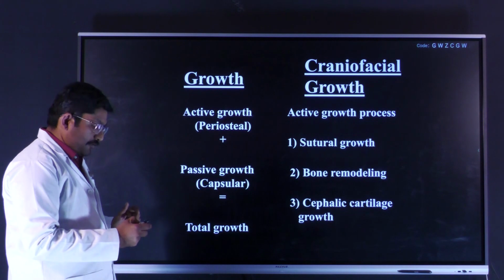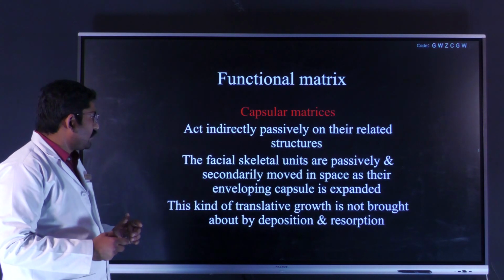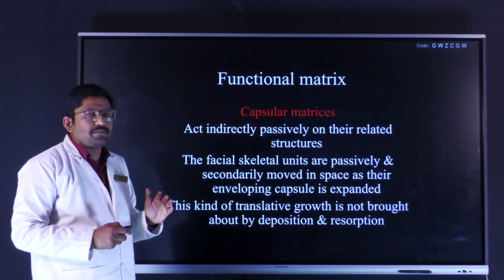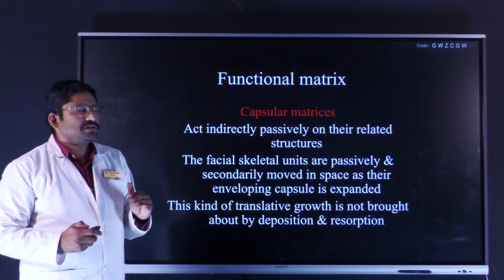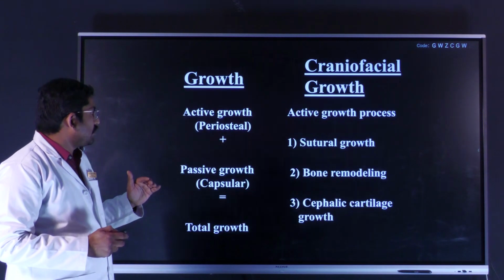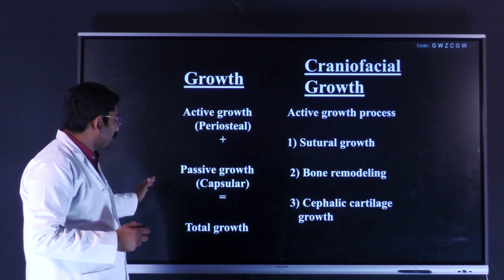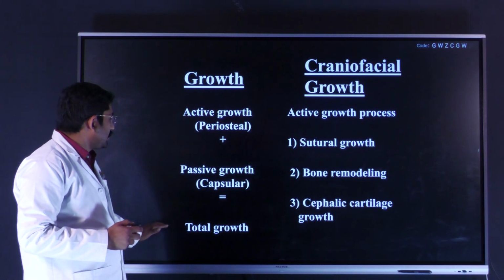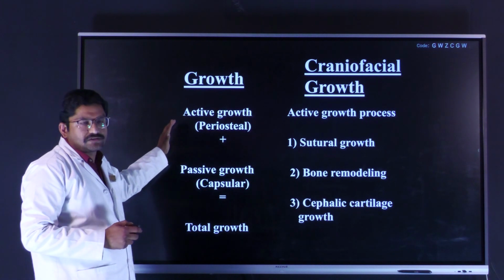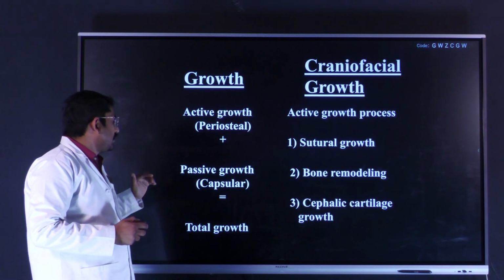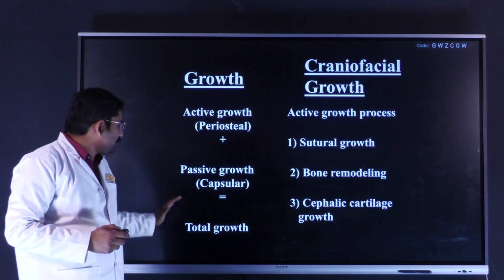This kind of translative growth is not brought about by deposition and resorption. Deposition and resorption, the growth is in the periosteal structures. Now active growth and passive growth contribute to the total growth. That means the growth in the periosteal structures and the growth in the capsular structures contribute to the growth.